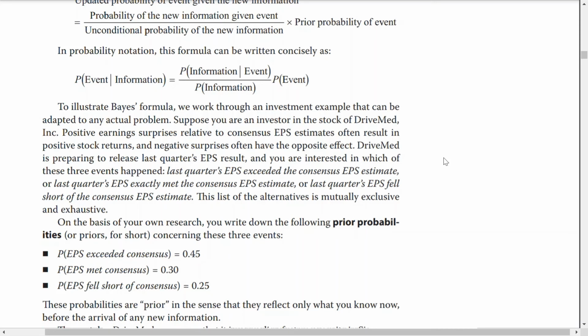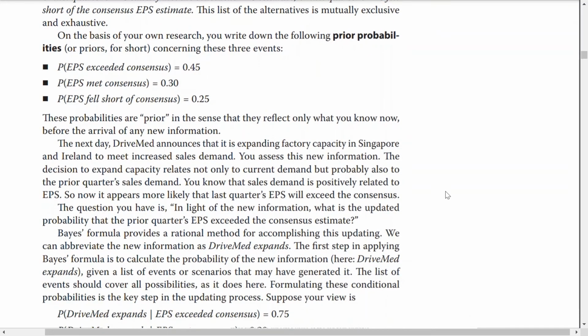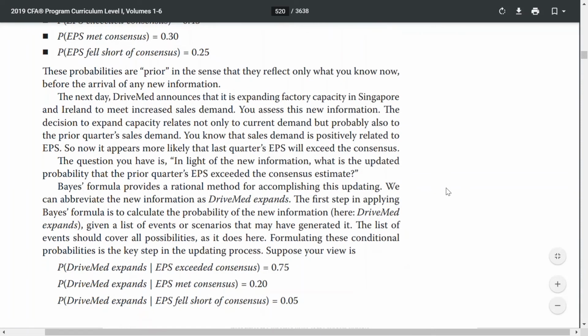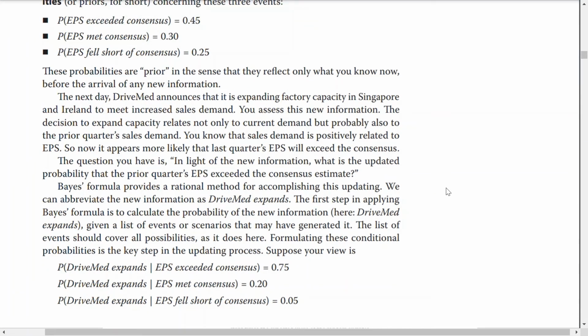This list of alternatives is mutually exclusive and exhaustive. On the basis of your own research, you write down the following prior probabilities concerning those three events: the probability of exceeding, meeting, and falling short are 45%, 30%, and 25% respectively. These probabilities are prior in the sense that they reflect only what you know now, before the arrival of any new information. The next day, DriveMed announces that it is expanding factory capacity in Singapore and Ireland to meet increasing sales demand. You assess this new information.